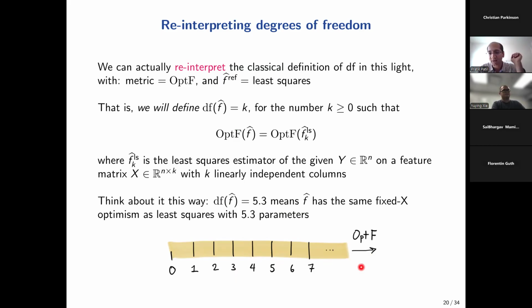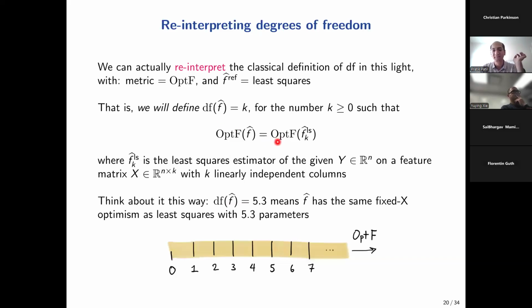So you should think of this as having the metric opt-f. I'm going to put units on it. This is my ruler, and the numbers on this ruler are coming from least squares. Then I get my optimism, and I put it somewhere on the ruler and say, oh, it's 5.3. Great.